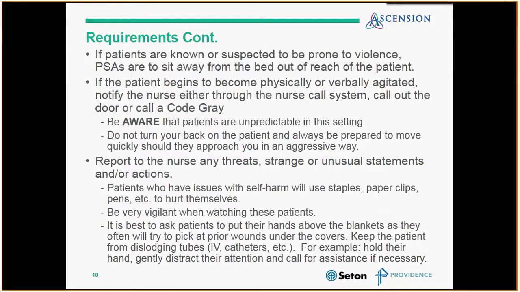If patients are known or suspected to be prone to violence, you're to sit away from the bed out of the reach of the patient. If the patient begins to become physically or verbally agitated, you want to notify the nurse either through the nurse call system, calling out the door, or calling a code gray. And we'll be talking about code grays here in a little while. You want to be aware that patients are unpredictable in this setting, so you do not want to turn your back on the patient, and always be prepared to move quickly should they approach you in an aggressive way. You want to report to the nurse any threats, strange or unusual statements, and or actions.